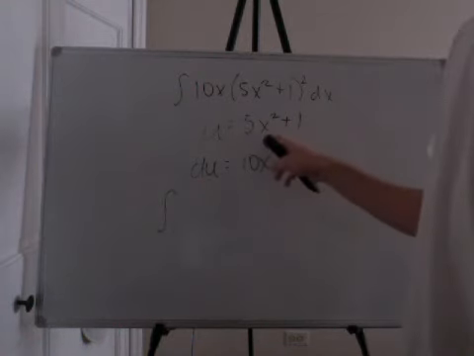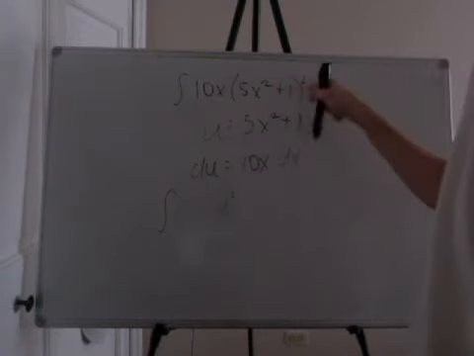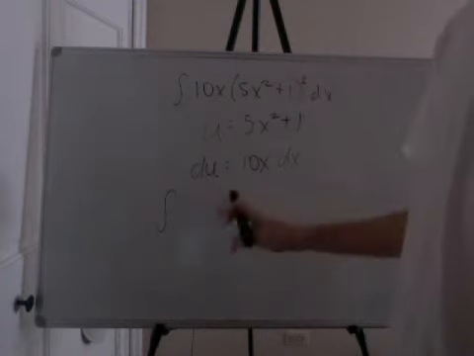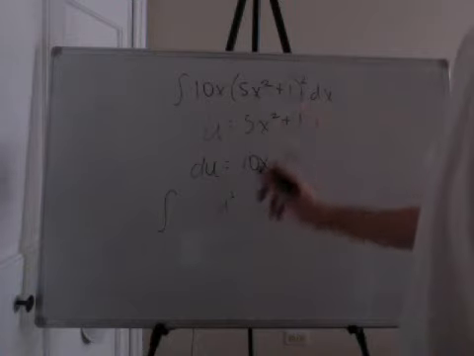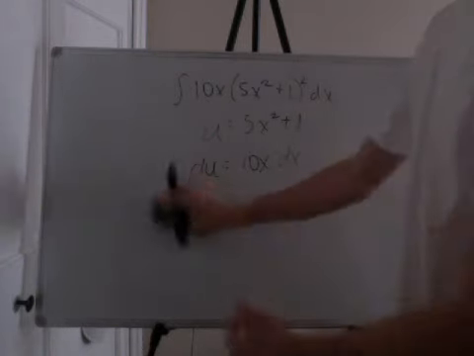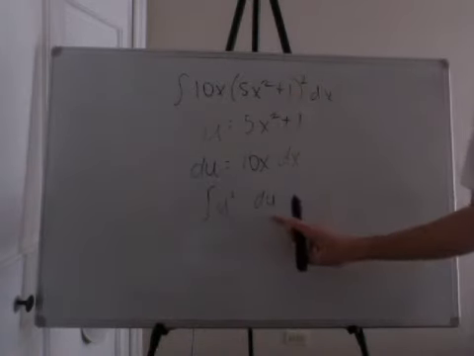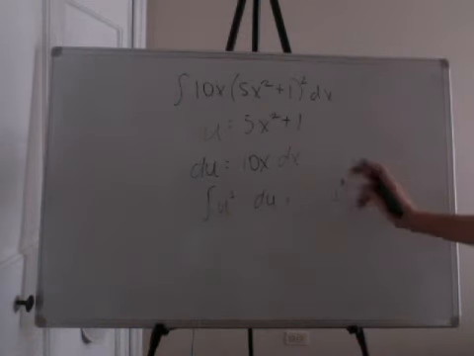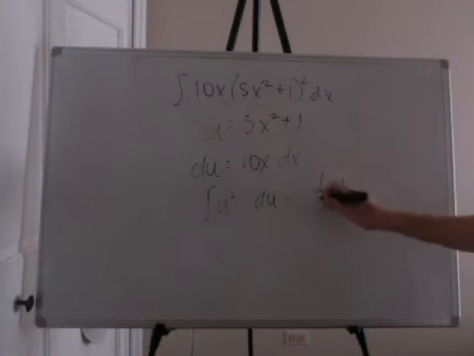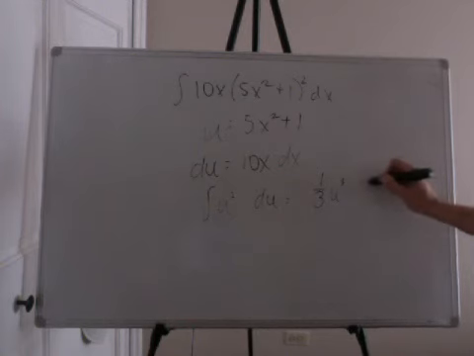5x squared plus 1 equals u, so we're going to put in u squared, because this thing is being squared in the problem. And then du equals 10x dx. So 10x dx, it's all being multiplied together, so I can just say it's u squared times du. You didn't know how to take the antiderivative of this, but you know how to take the antiderivative of this. This equals the inverse of this, which would be 1/3 u cubed plus c, of course.